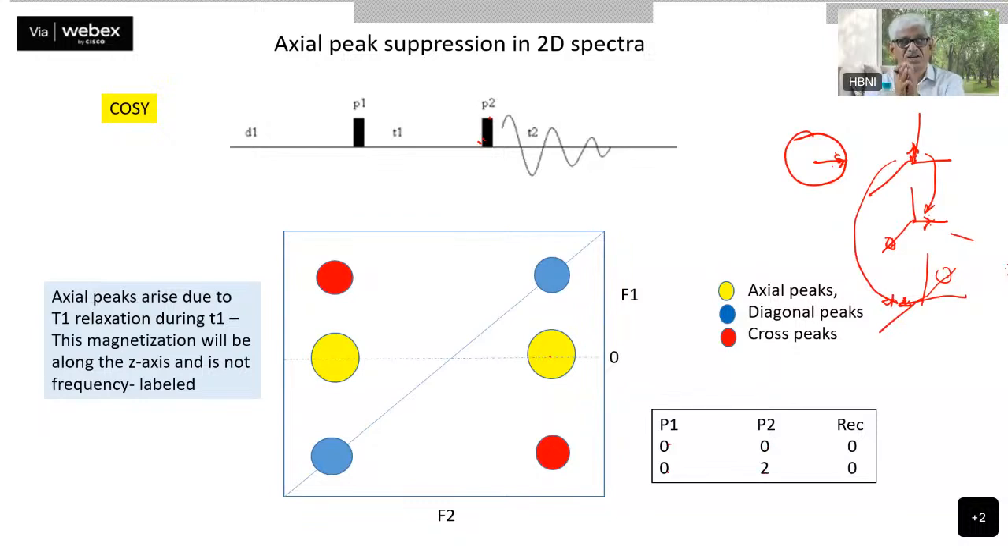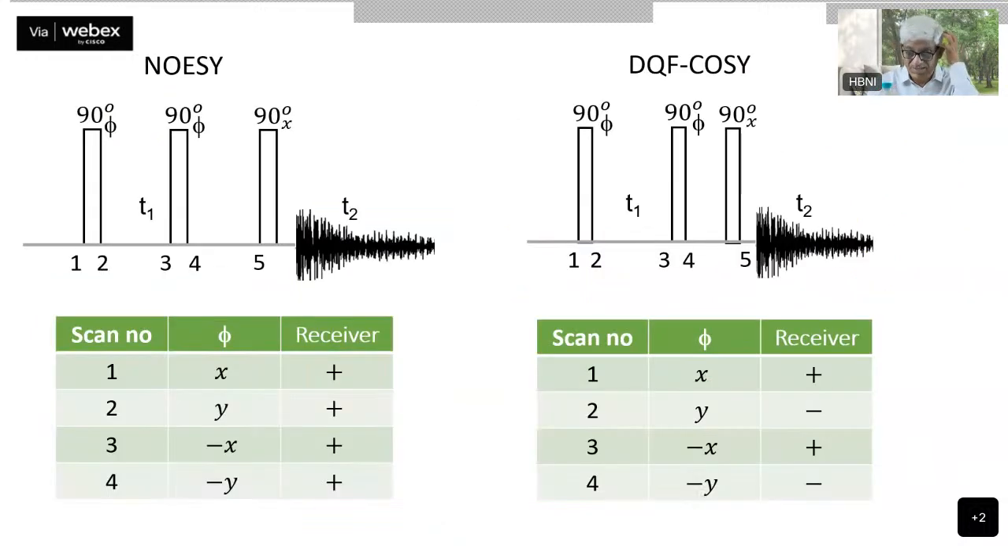So whatever magnetization had recovered during the T1 period onto the z-axis will be along the plus y or the minus y in the transverse plane. And when we add those two signals in the receiver, they will get cancelled out. Therefore, that will not contribute to your observed signal, and you will only get clean diagonal peaks and the cross peaks. The same strategy is applied for all other experiments. I've shown you for COSY, but the same thing is applied for all other experiments, because sometimes these peaks are very huge and they can block all of your cross peaks and the information in the spectrum. Okay, so this I have already shown you earlier.